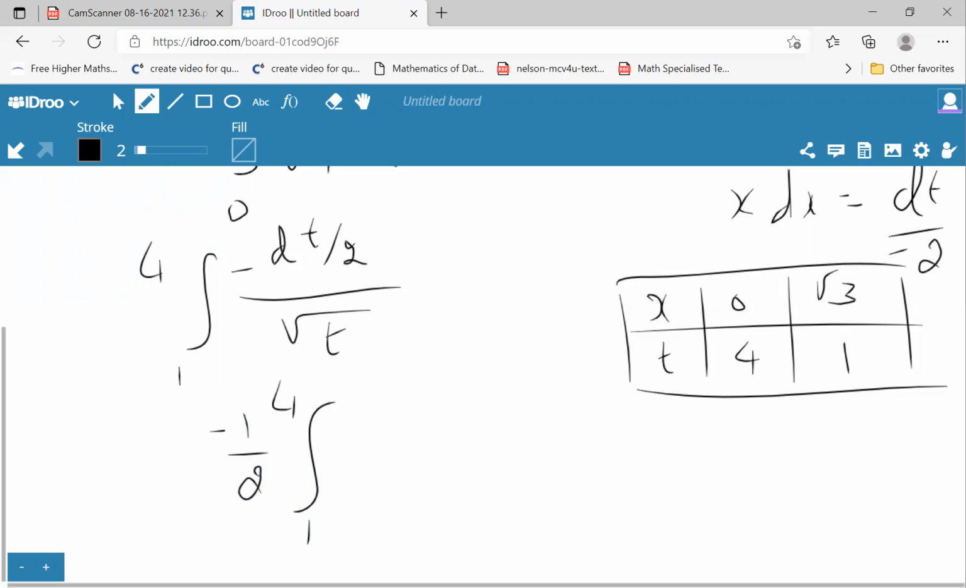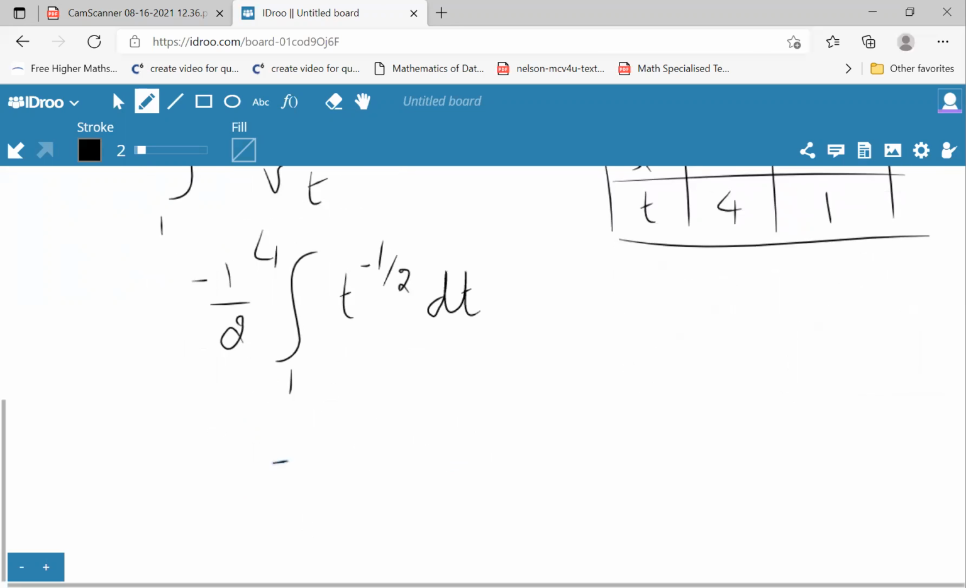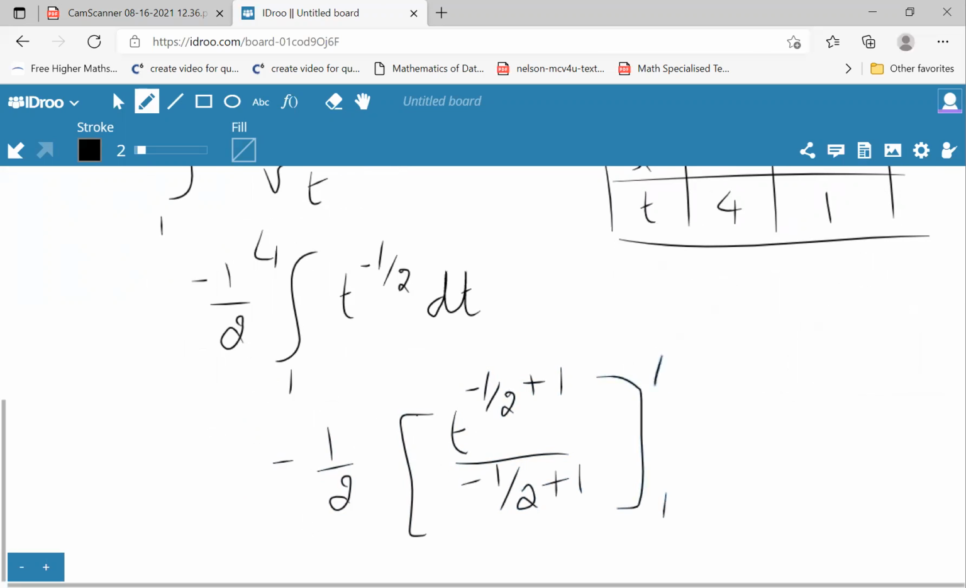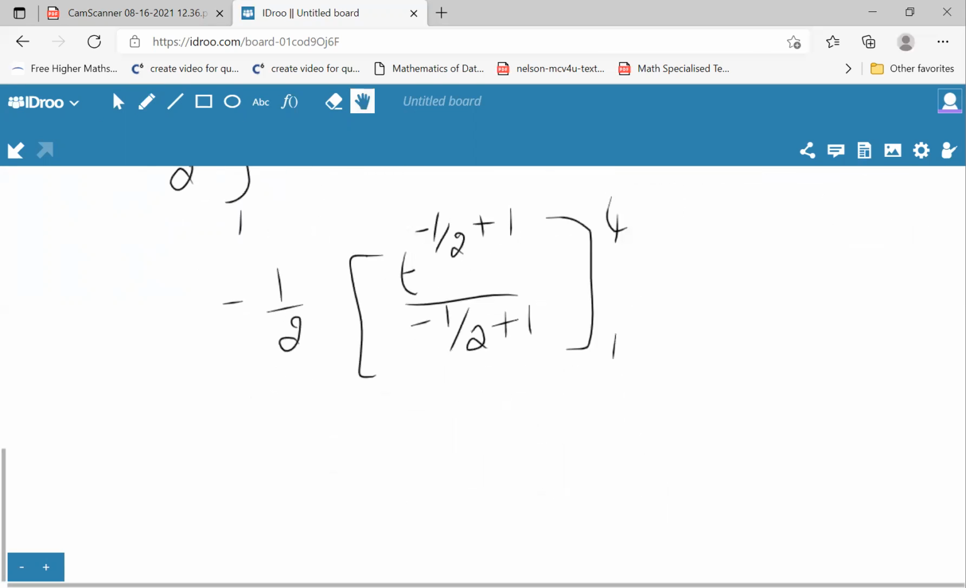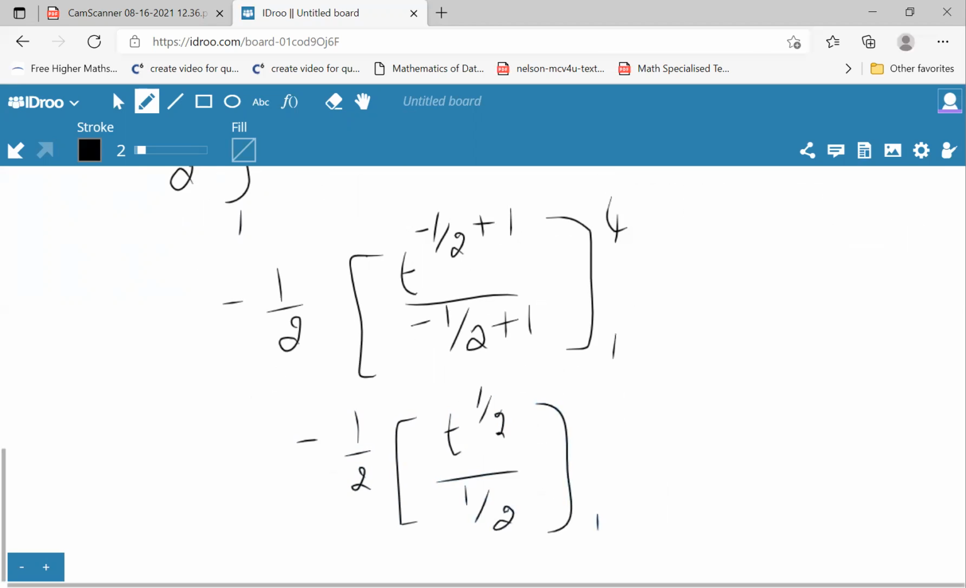Root t can be written as t to the power of minus half dt. On integration, you'll get minus half, integration of t to the power of minus half will give you t to the power of minus half plus 1 by minus half plus 1 between the limits 1 to 4. So that will give you minus half t to the power of half by half between the limits 1 to 4.